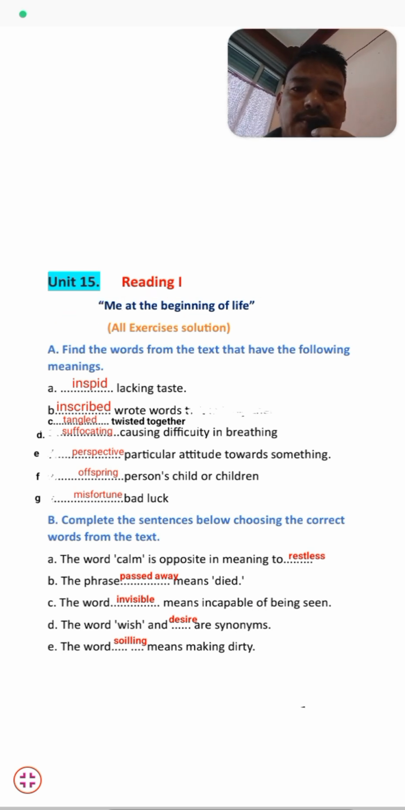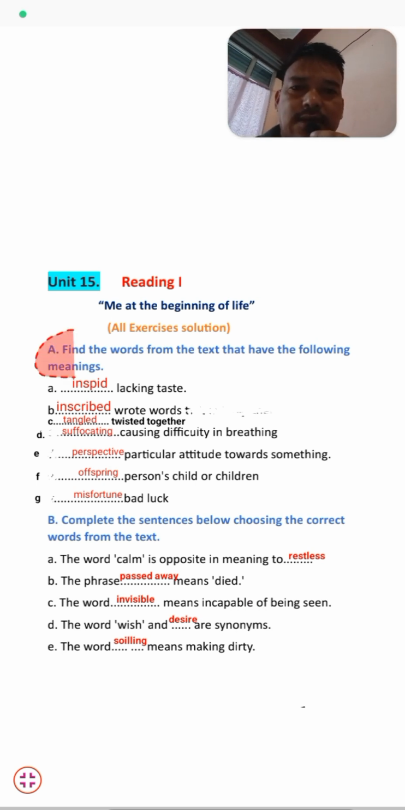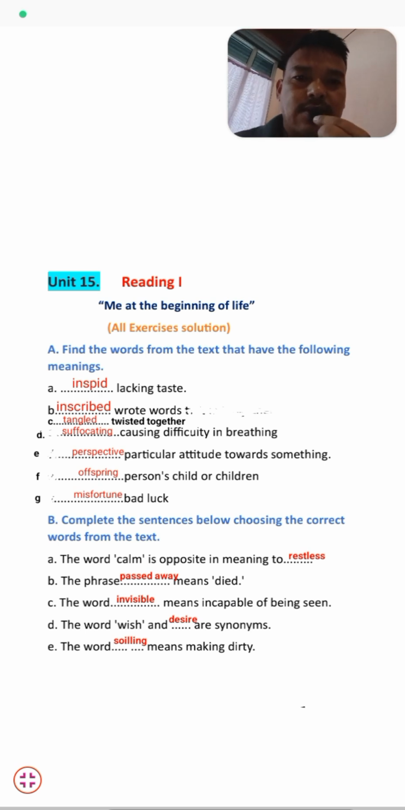In today's class, we will discuss all the exercises of the reading text "At the Beginning of Life" from Unit 15. Students, as we have already discussed its text, it's time to discuss its exercises. So here we start. The first exercise we have is A: find the words from the text that have the following meanings.